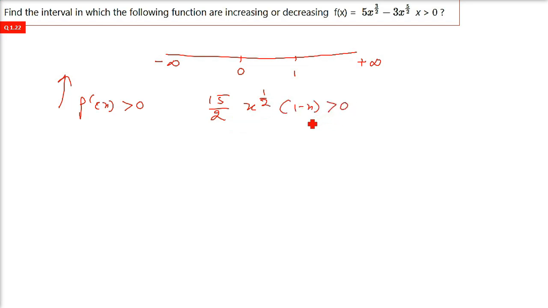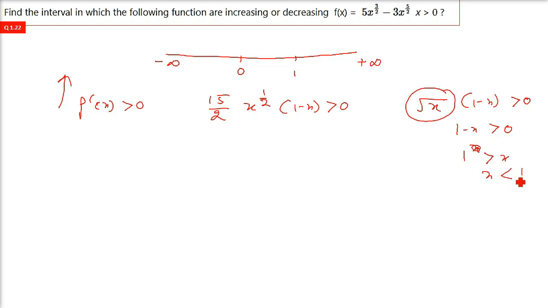Now what does it mean? See, x raised to half is nothing but under root x. And under root x means always positive. You cannot have a negative value. So it will always be greater than 0. 1 minus x greater than 0, this means x is less than 1. That is, under root x into (1 minus x) greater than 0 just simply means both of them should be greater than 0, or both of them should be less than 0. But under root x will always be greater than 0. So only 1 minus x greater than 0 is the main key. So it has to be x less than 1.